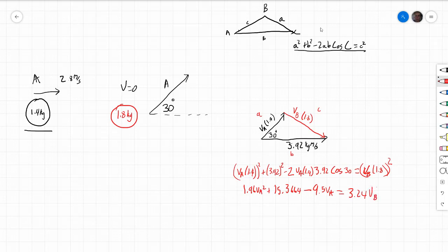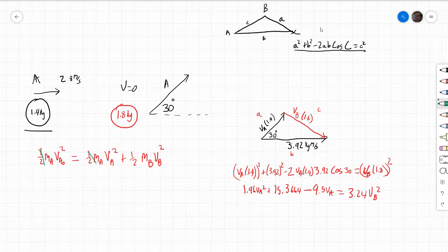VB squared. All right, so there's my equation, two unknowns. I don't know VA, I don't know VB. However, I do have the law of conservation of energy. This was a perfectly elastic collision, so I know that 1/2 mass A times initial velocity A squared equals 1/2 mass object A times final velocity object A squared plus 1/2 mass object B times final velocity object B squared, right? That's conservation of kinetic energy, since this is a perfectly elastic collision.